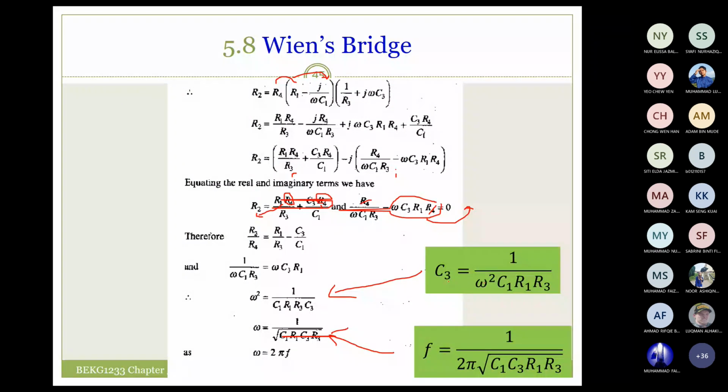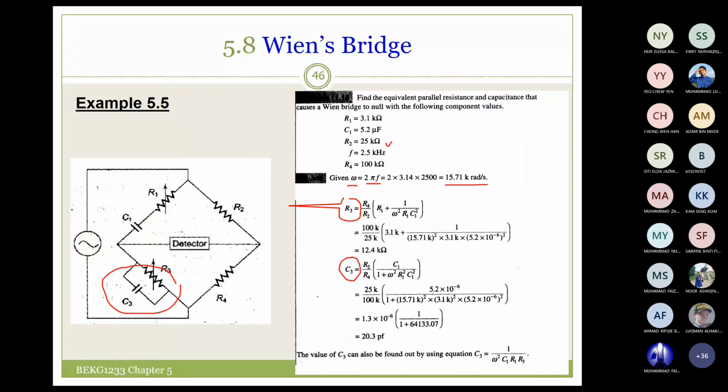For C3 and R3, R3 you can get from the value where R4 over R2 times R1 plus over omega squared R1 and C squared, and you put in the values, and you get R3 is 12.4 kilo ohm. For C3, you put in again R2, R4, C1 given, and you get 20.3 picofarad.